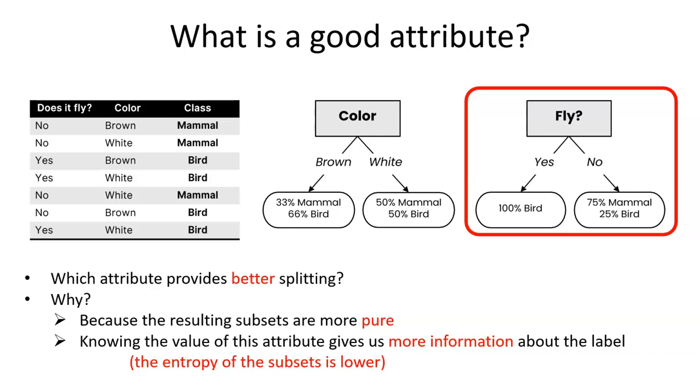Entropy is a very interesting factor, and mathematically we can calculate it, and it helps us remove impurities from our decision. For example, in the fly attribute, 75% are mammals and 25% are birds, so this 25% is impurity. In the other one, color-wise, in brown, 33% is impurity if you are considering birds, or 66% is impurity if you are considering mammals.